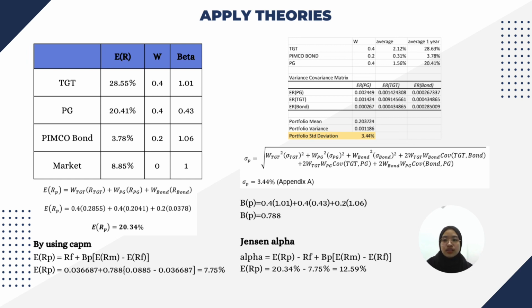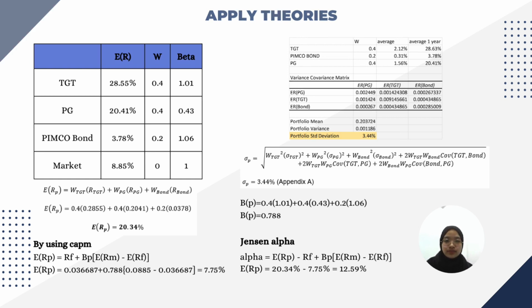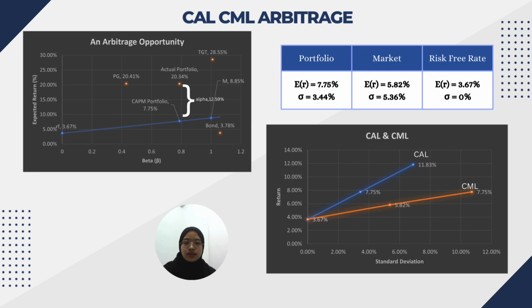Beta portfolio is calculated by multiplying weightage of each investment instrument with their beta, and we got 0.788 for beta portfolio. Lastly, the Jensen alpha is 12.59%. Next, an arbitrage opportunity can be created with this portfolio. This can be proved by the graph provided in this slide, and the CAL and also CML line graph are also shown in the slide.